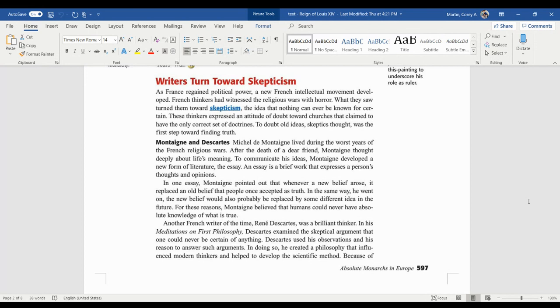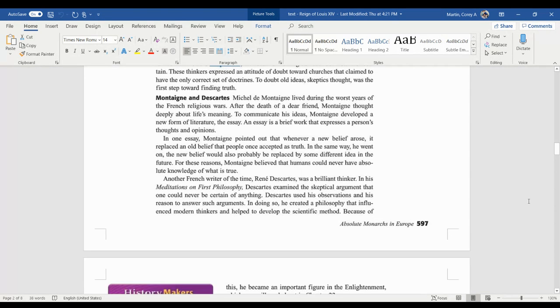Montaigne and Descartes. Michel de Montaigne lived during the worst of the French religious wars. After the death of a dear friend, Montaigne thought deeply about life's meaning. To communicate his ideas, Montaigne developed a new form of literature, the essay. An essay is a brief work that expresses a person's thoughts and opinions.